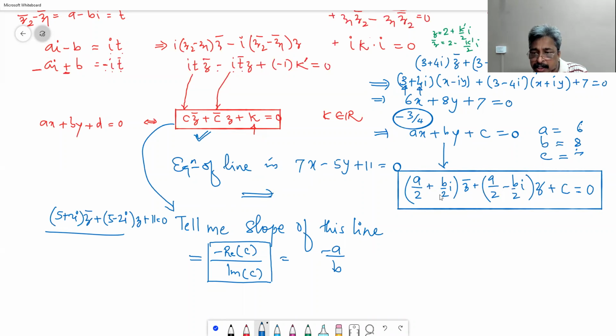Here also, if you look at it, what is this representing? If after simplification it is ax plus by plus c equal to 0, right? So what is the slope? Minus a by 2 upon b by 2, which is minus a by b, which is minus of the real part of c upon the imaginary part of c.